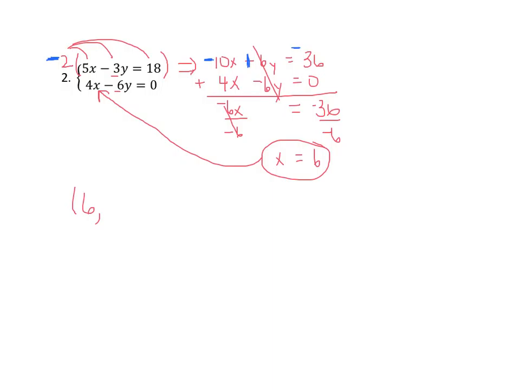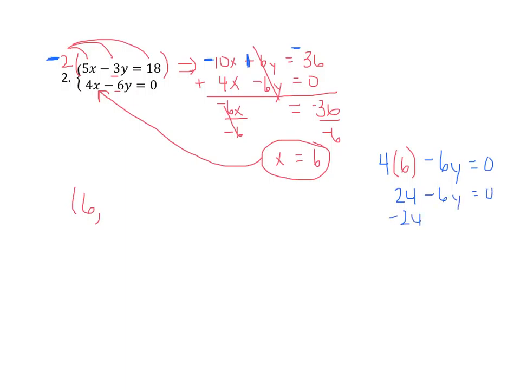So let's do that over here. So I'm going to have 4 times my 6 that I just found minus 6y, and that equals 0. So let's figure out what that would be. 4 times 6 is 24, minus 6y equals 0.